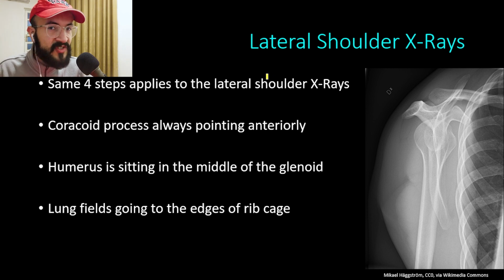Now, in the explanation earlier, we talked about applying these steps on the anterior-posterior shoulders x-rays. Now let's talk about applying them on the lateral shoulder x-rays. Now, the same 4 steps apply to the lateral shoulders x-rays. So we start with step 1, which is assessment of the bones. So we trace the shoulder bones looking for any cracks. So starting with the humerus here, we make sure that there are no cracks on the humerus.